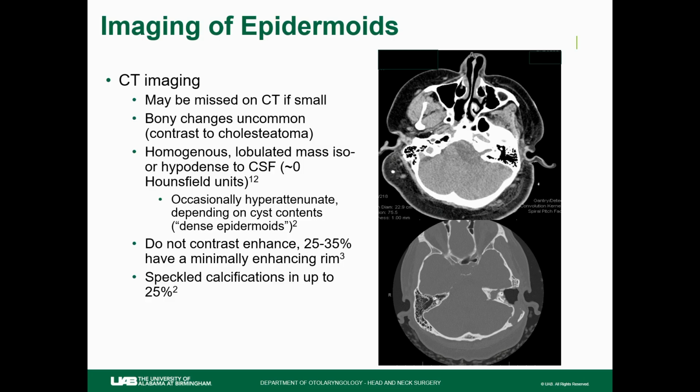CT imaging can be useful for both cholesteatoma and epidermoids, but epidermoids in particular may be missed if they are small. Bony changes, as I've already mentioned, are uncommon, in contrast to cholesteatoma. They appear as a homogeneous lobulated mass that's iso- or hypodense to spinal fluid, about 0 Hounsfield units. Rarely they can be hyperattenuating depending on the cyst contents, and these are termed dense epidermoids.